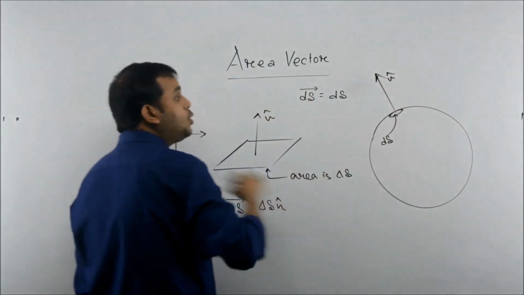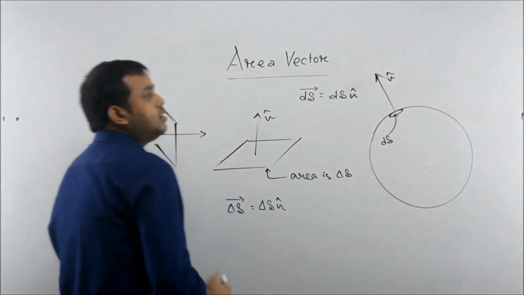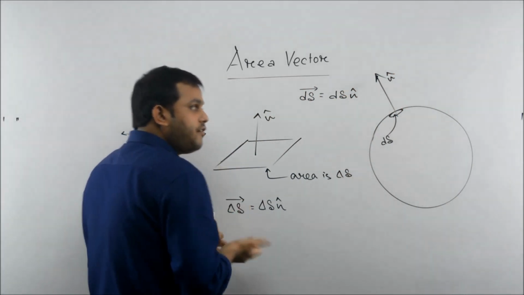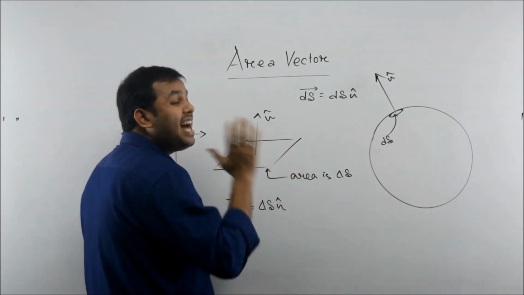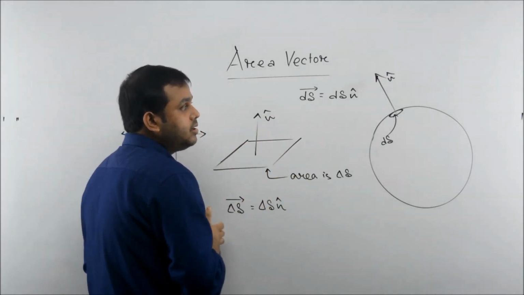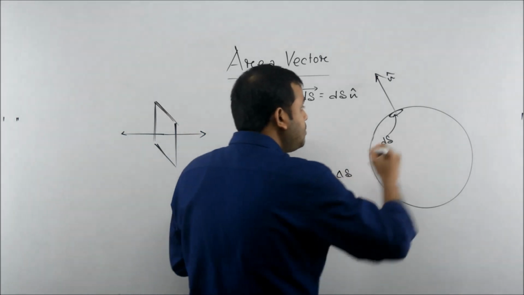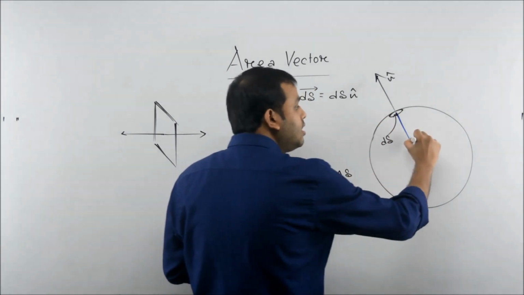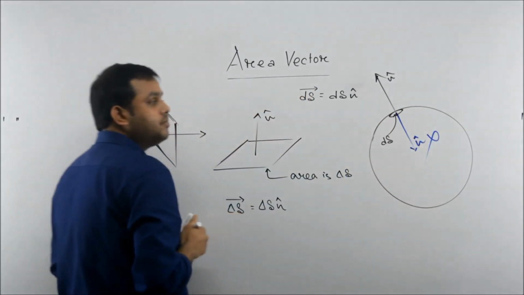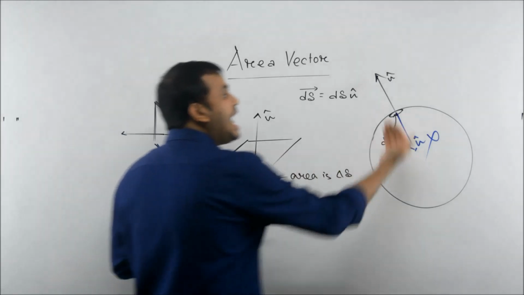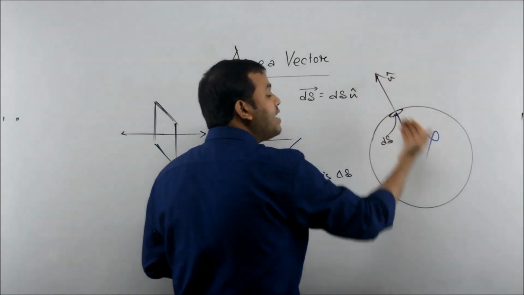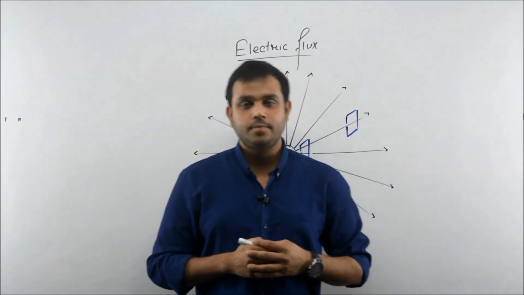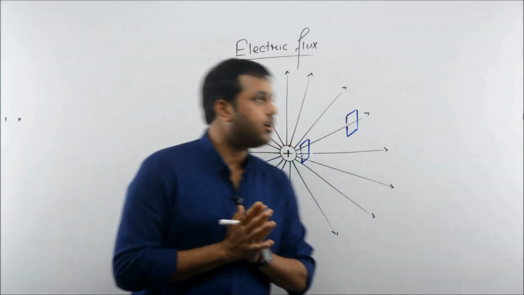So students, for a closed surface, the normal should be the outward drawn normal. Clear, students? For example, if you take this as the direction of normal, then it will be wrong. The direction should be outward. The direction of area vector should be outward. Clear, students? Now we will see a very important topic.